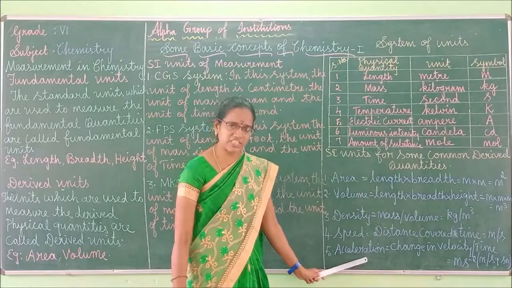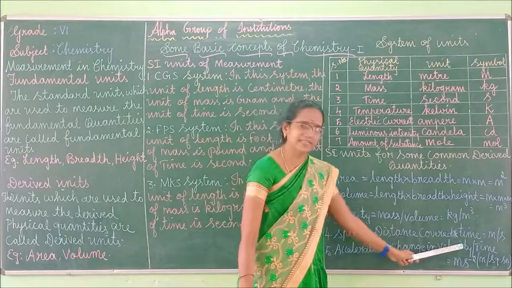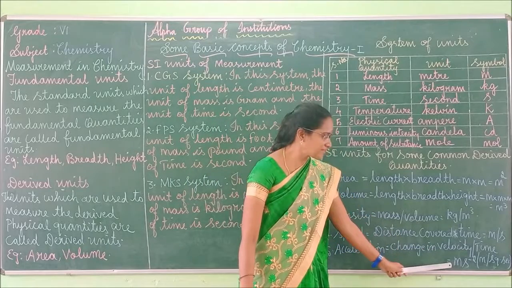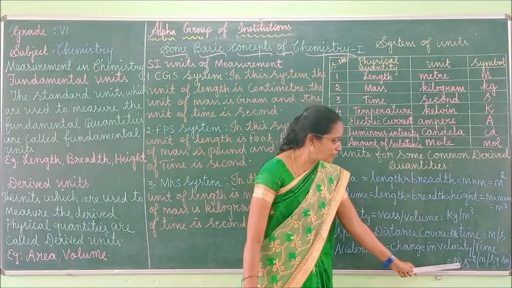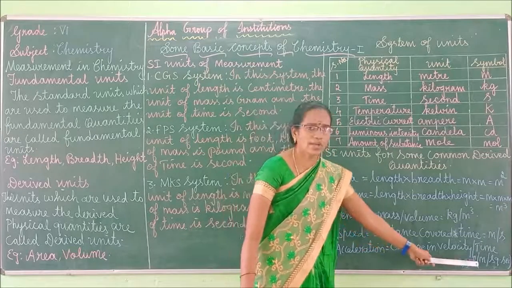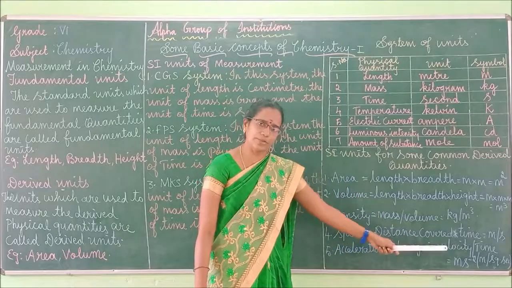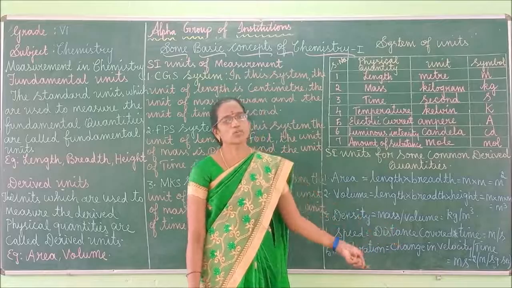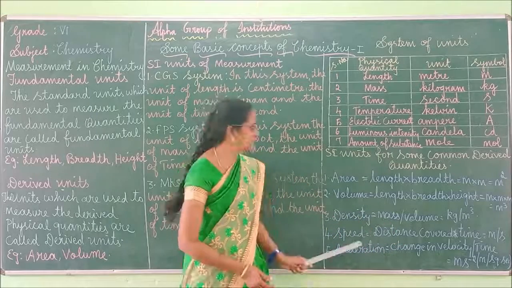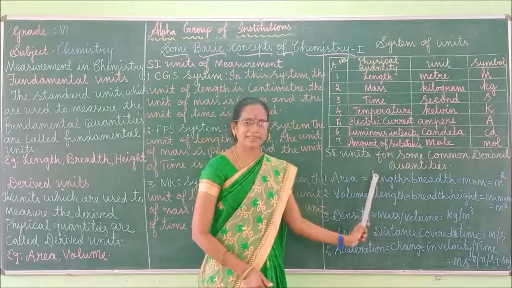Next one is acceleration. Acceleration is equal to change in velocity by time. That is equal to meter per square second. Okay, meter per square second. That is, acceleration is equal to change in velocity by time taken, which is equal to meter per square second. These are the 5 important common derived quantities.